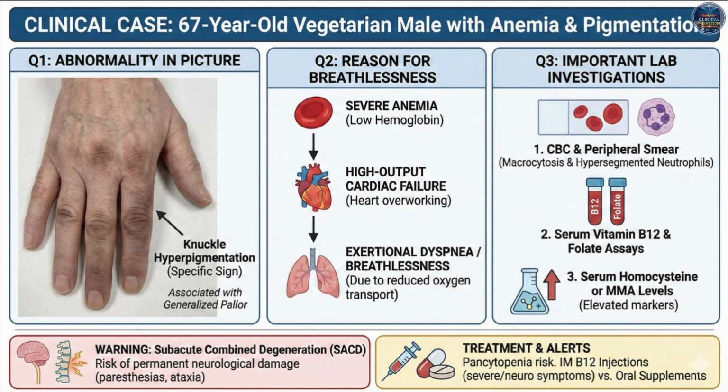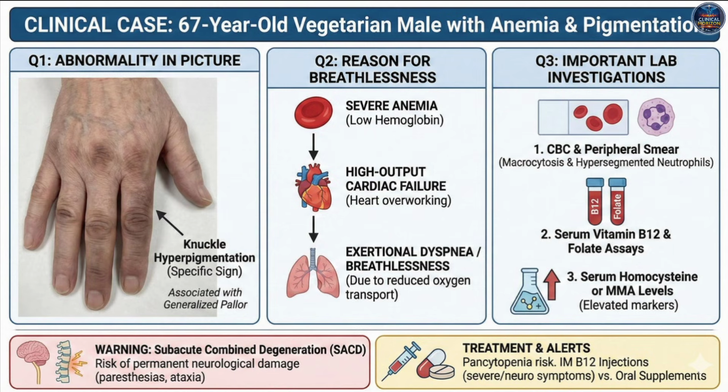Remember, severe B12 deficiency does not just lower red blood cells. It can cause pancytopenia, that means low WBCs and platelets too. Don't mistake it for leukemia. The hypersegmented neutrophils on the smear are the clue that it's benign.